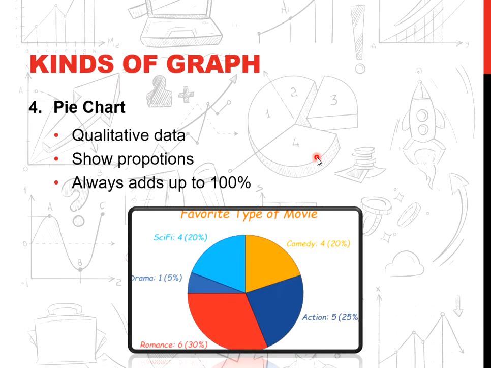Next, pie chart. So, qualitative data shows proportion always adds up to 100%. So, kapag gagawa kayo nito, medyo sukat-sukatin nyo naman, no? So, isang bilog, 360, kalahati, 180. Sukat-sukatin naman kahit pa paano. So, medyo tama-tama naman yung proportion ng pagkakahati.